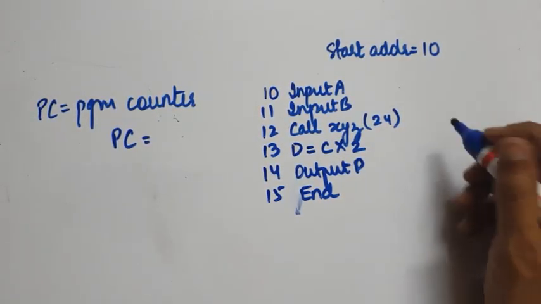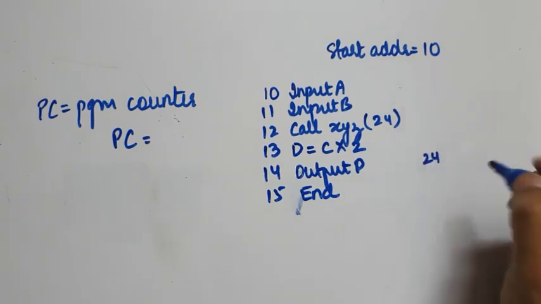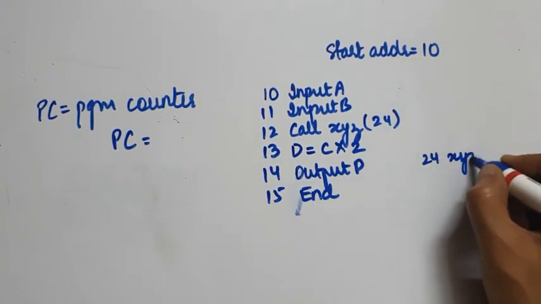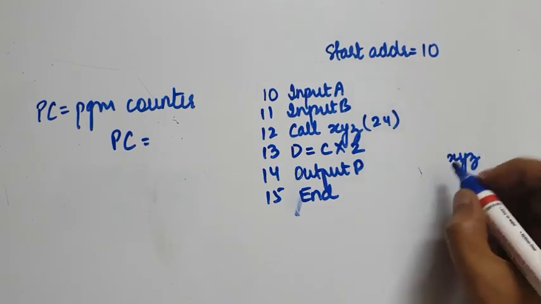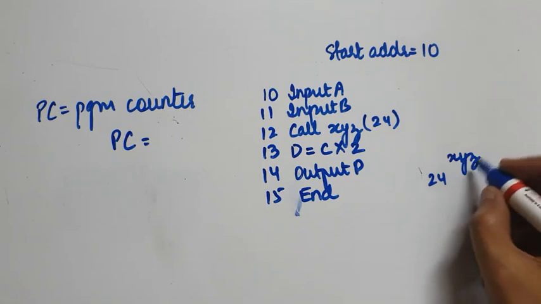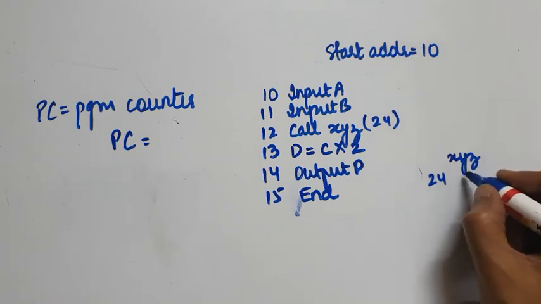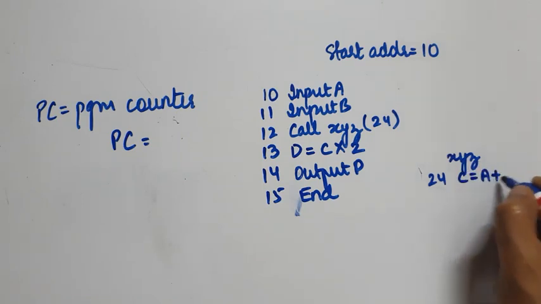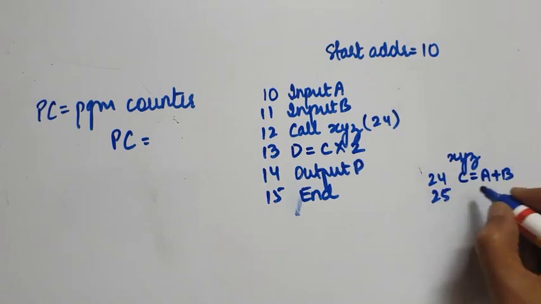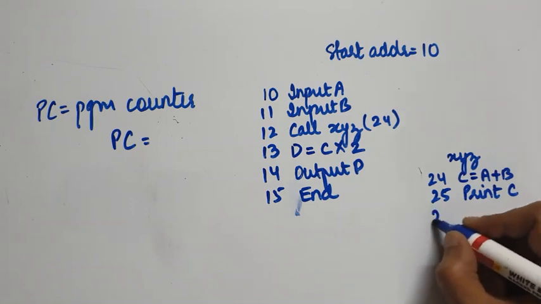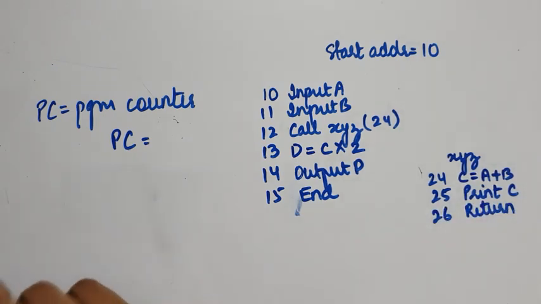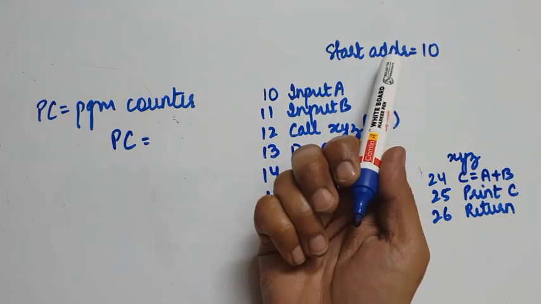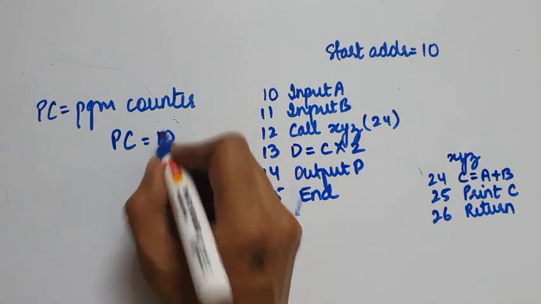Let's take it a little closer. So 24 has the XYZ function, the subprogram, written. XYZ is written here, which is C equals to A plus B, and on 25 it is written output C, and on 26 it is written return. So how is this program executed? When the start address is encountered, PC is loaded with 10.